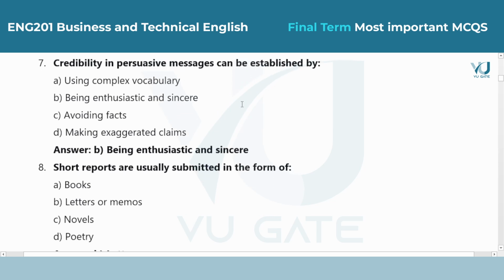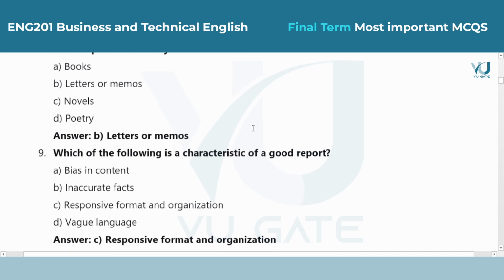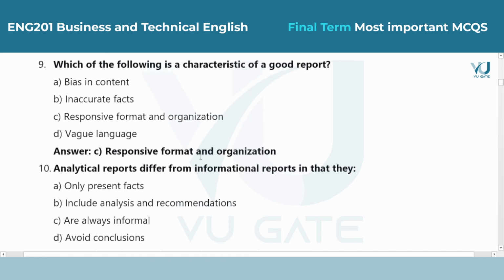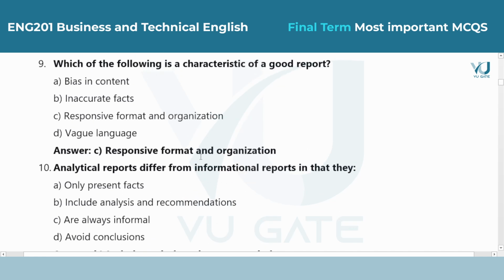7. Question. Credibility in persuasive messages can be established by, answer, B. Being enthusiastic and sincere. Concept. Showing genuine belief in your message makes the audience trust your professional integrity. 8. Question. Short reports are usually submitted in the form of, answer, B. Letters or memos. Concept. Memos are used for internal communication, while letters are used for short reports sent outside the organization.